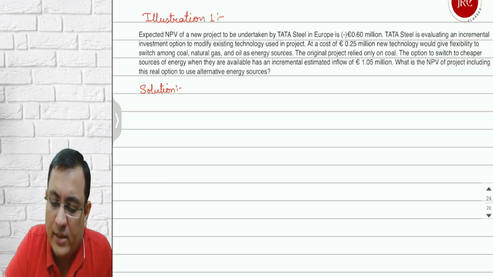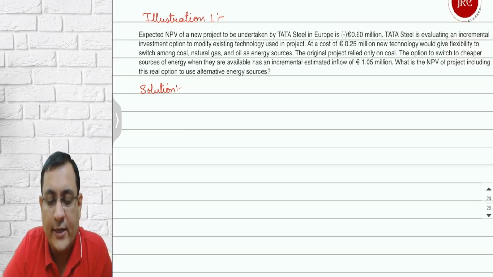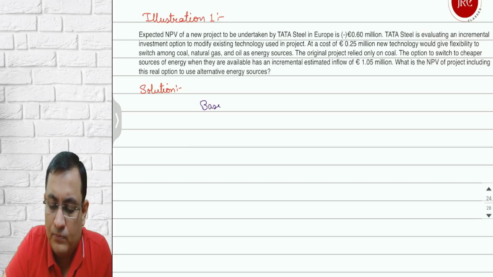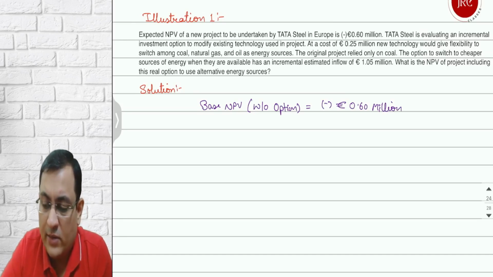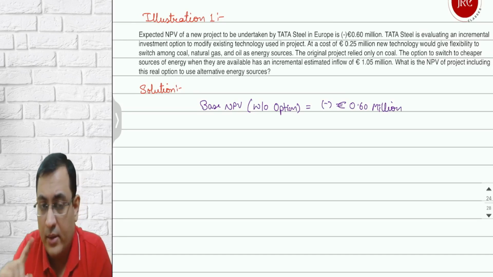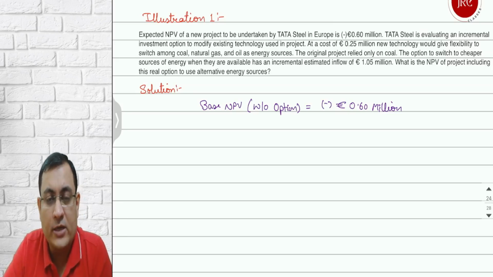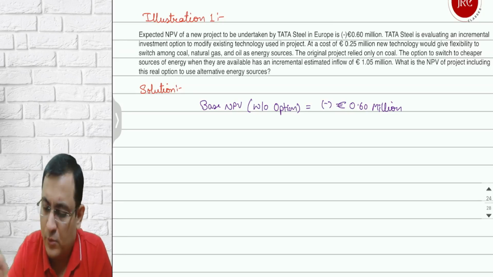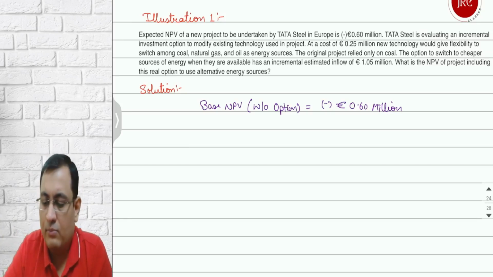Expected NPV of a project to be undertaken by Tata Steel in Europe is negative euro 0.6 million. So base NPV without option is equal to negative euro 0.6 million. Tata Steel is evaluating an incremental investment option to modify the existing technology used in the project. So there is some technology which we are already using in this project, and the project is generating negative NPV. We are thinking to change this technology, upgrading the project.